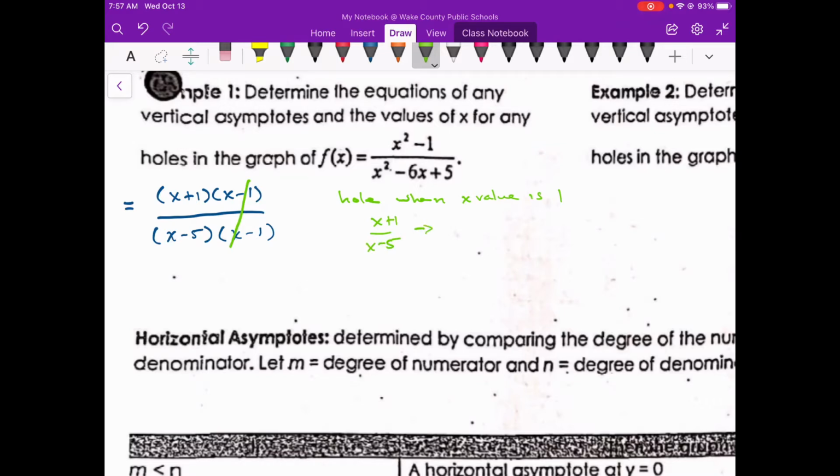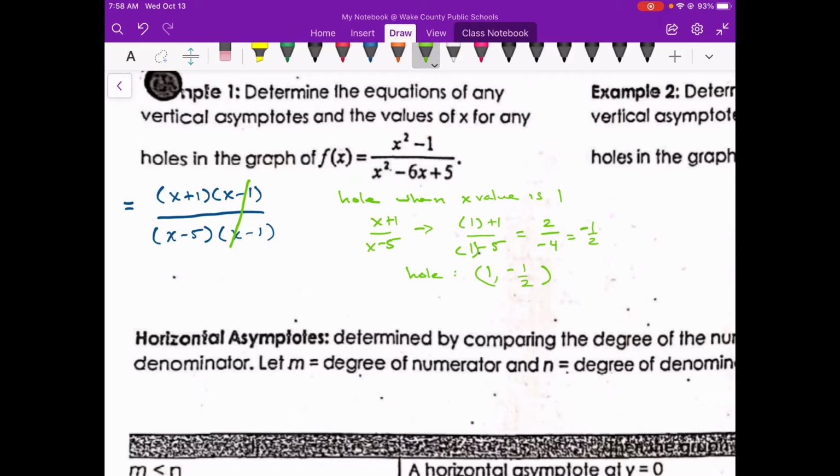So if I quickly plug a 1 in there, that'll tell me what the y value is that goes with this x value of 1 for my hole. So that's 2 over 1 minus 5, which is negative 4, so negative 1/2. So I have a hole at (1, negative 1/2). That would be where my hole is, or my point of discontinuity. It's very important that you understand that a hole is just one point and that an asymptote is an entire line.